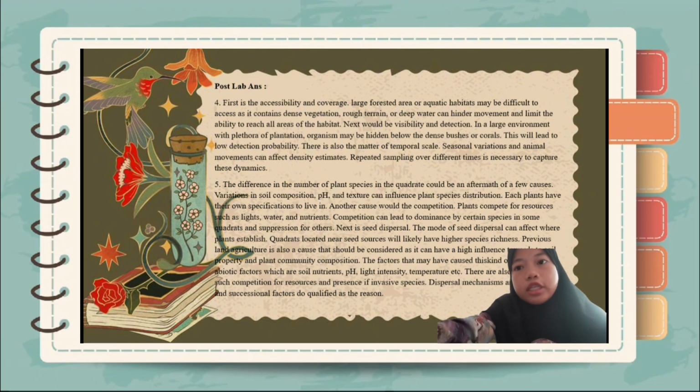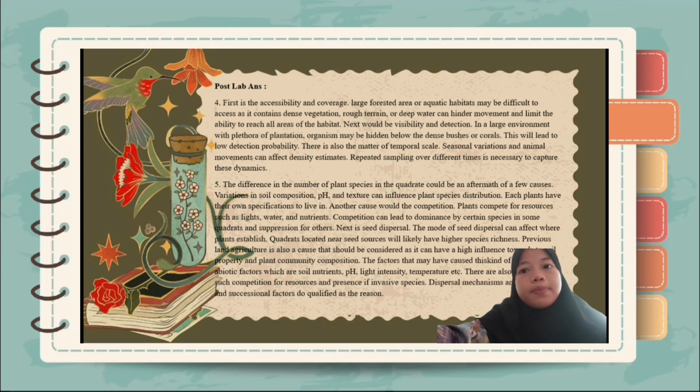Let's answer this question. The difference in the number of plant species in the quadrat could be the aftermath of a few causes. The causes are these. Variations in soil composition, pH, and texture. Another cause will be the competition for resources like water and nutrients. Competition can lead to dominance by certain species in some quadrats and suppression of others.